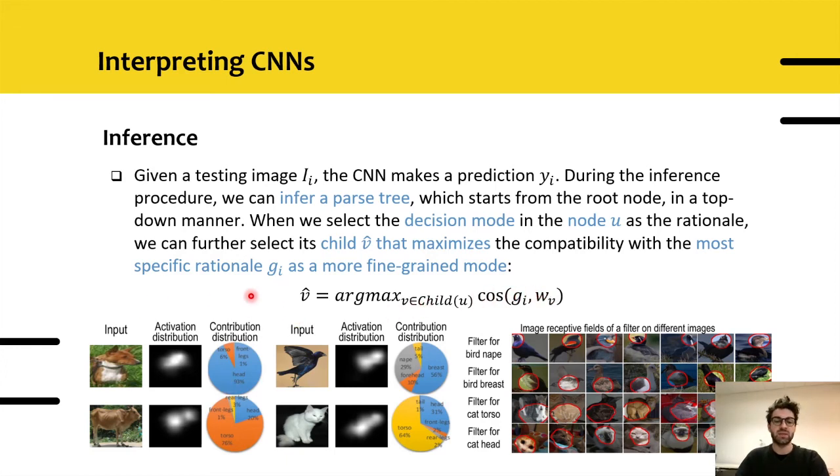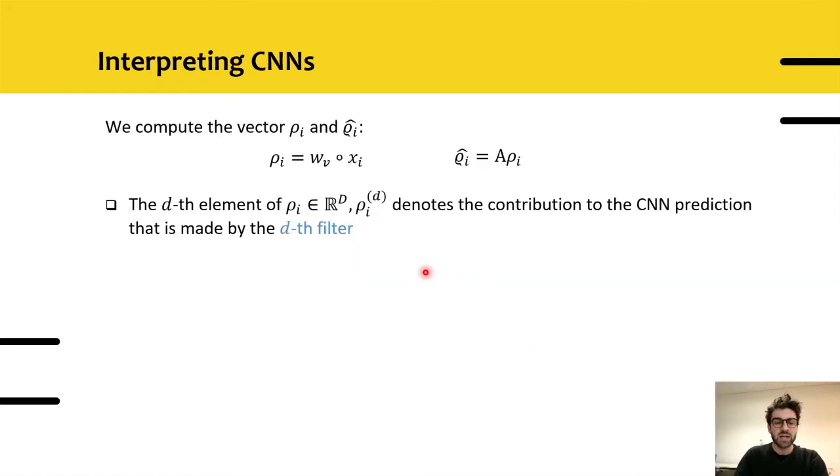At the end, we can arrive at some nice visualizations, such as the pie chart, where we can say, for example, that the object part head in the input image contributes 93%, the torso 6%, and so on. We can also use the activation distribution, and we can also visualize which filter is activated by which object part in the input image. So now we can compute rho_i and rho_i hat. Rho_i is given by the element-wise multiplication of the weight of the chosen node V and x_i, and rho_i hat is given by A times the rho_i just computed.